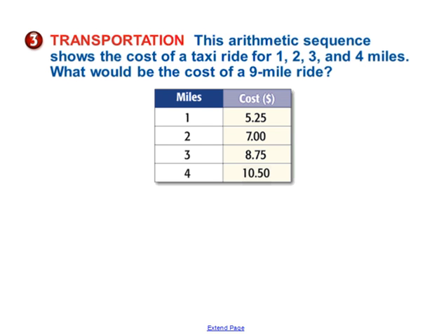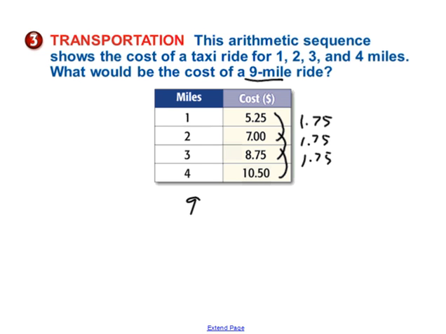Here they've set up the table for me. They say that the arithmetic sequence shows the cost of a taxi ride for 1, 2, 3, 4 miles. What would be the cost of a 9-mile trip? So I need to figure out 9. So I need to find my equation here. As I look at the difference between here and here, it's $1.75. The difference between here and here is $1.75. The difference from here to here is $1.75.